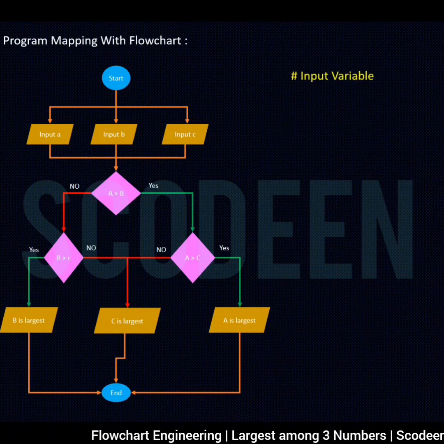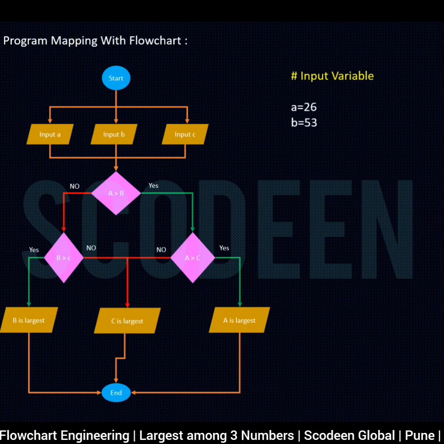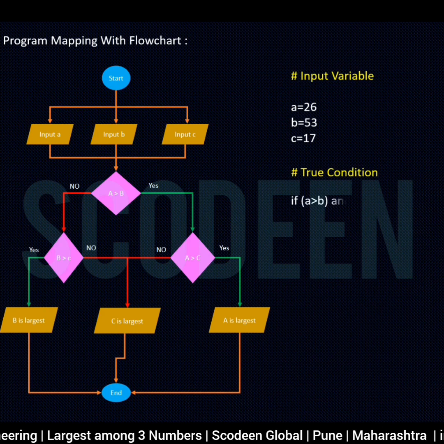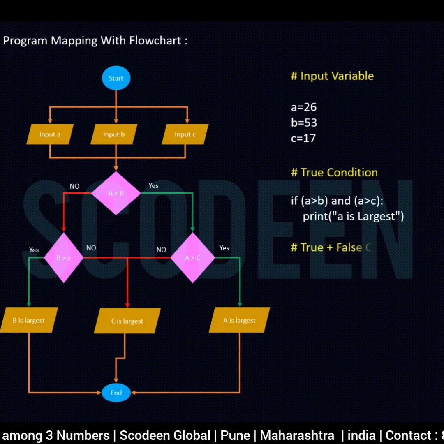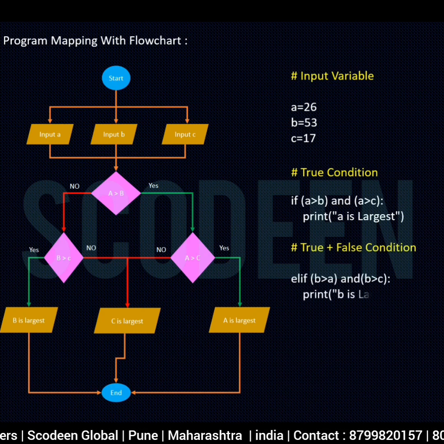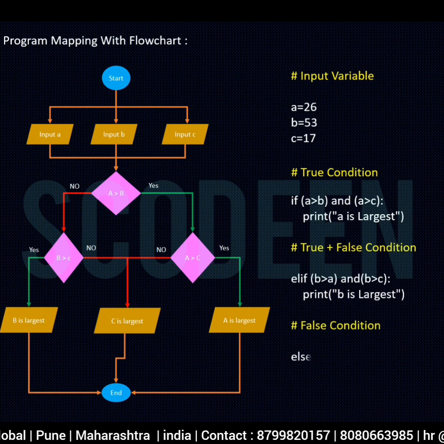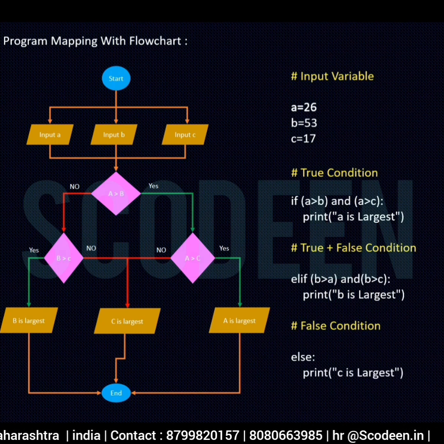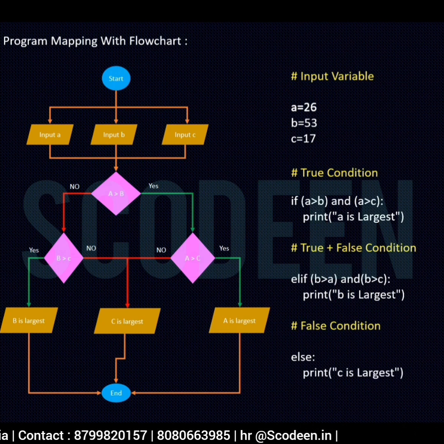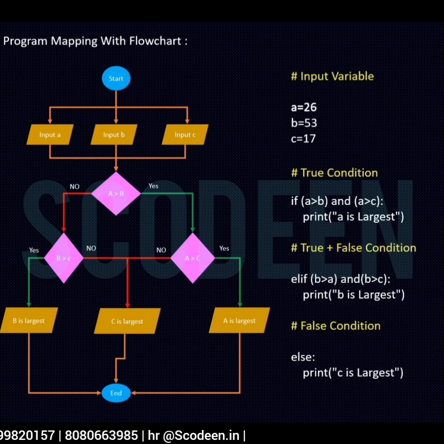Similarly, we can use it for four also. So let's map our program with the flowchart. We'll learn how the program mechanism can be implemented. So this program is written in Python. You can use any programming language. The logic and fundamentals always remain the same.